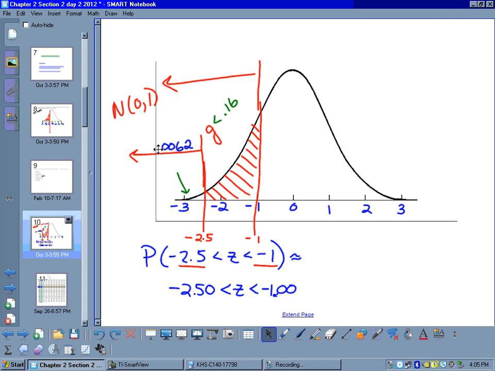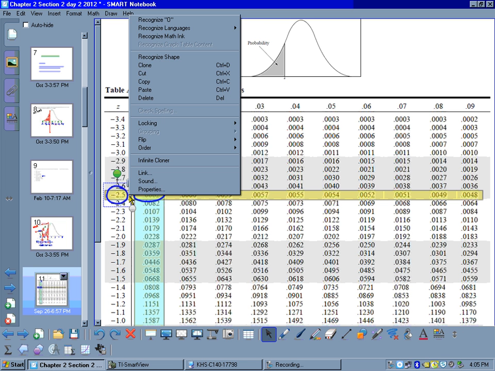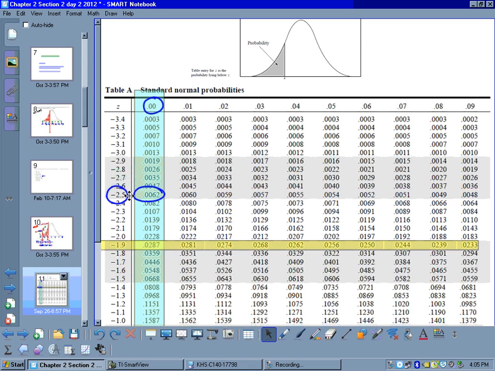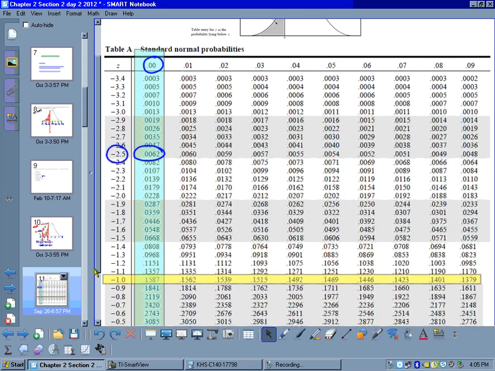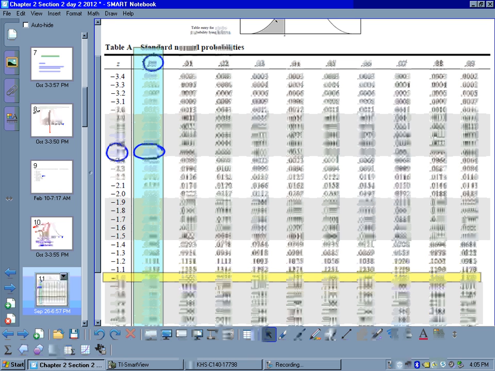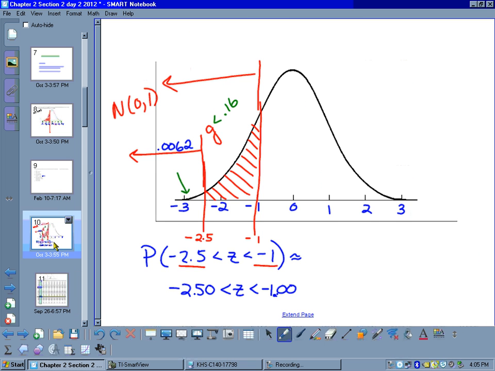We should know that that's 16% from our empirical rule that we have to remember. But let's just double check because that's just an approximation. So if I go down to negative 1.00, it's this value right here, and it's awful close to 16%. It's actually 0.1587. So that's what this is, 0.1587.